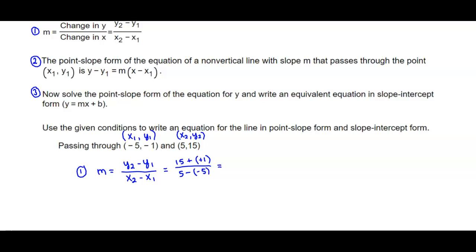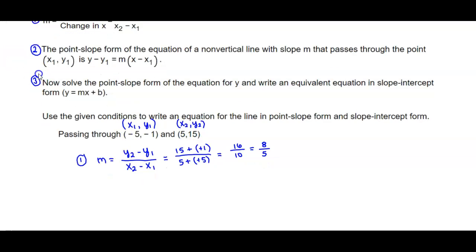Well, this becomes a plus, so 15 plus 1 is going to give us 16. And this becomes plus, so 5 plus 5 is going to give us 10. And then we can divide both by 2, which will give us 8 over 5 as our slope. So now we know that in our problem, m is equal to 8/5.